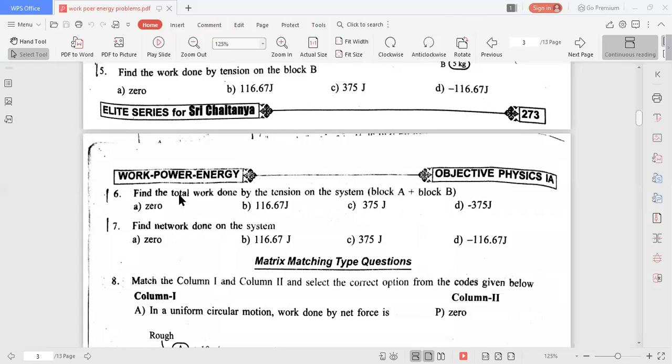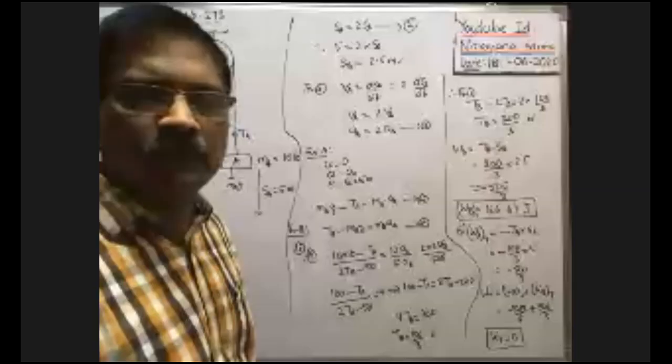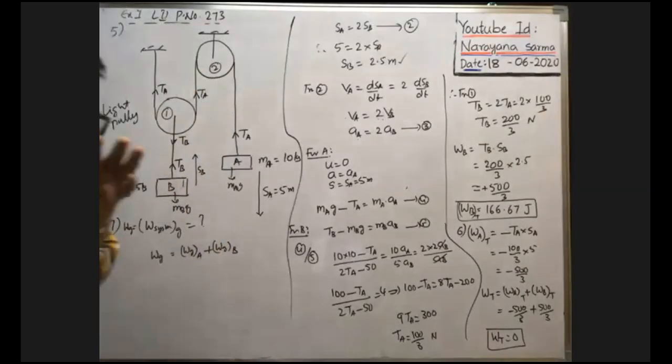Here the gravitational force acts on the block downwards and the displacement of the block is also downwards. That's why positive work is done by gravity. So positive work is done by gravity.